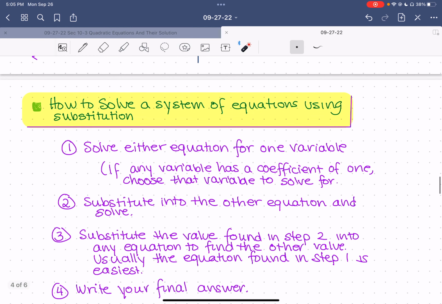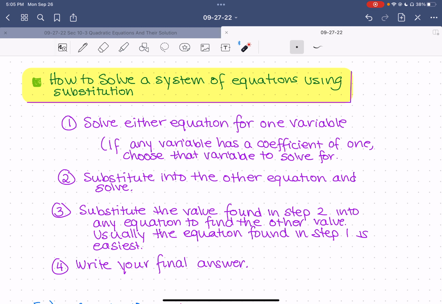So let's look at solving using substitution. This is probably not going to make a lot of sense until we work an example, but you've got two equations. The idea is you solve an equation for one variable. If any of the variables have a coefficient of 1, choose that because you can avoid fractions that way. So you solve an equation for one variable, then plug that into the other equation. Then you get a value for one of the variables. You plug that value into any equation you want, really, but the one you found up here is usually easiest, and you've got your final answer. Let's look at an example, and you can see all these steps.